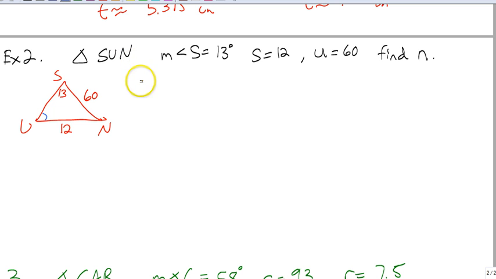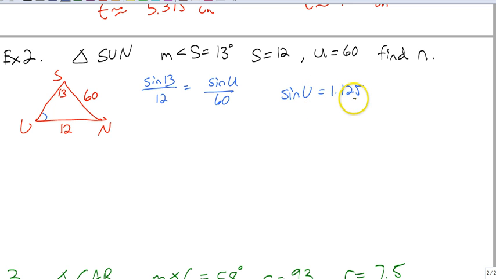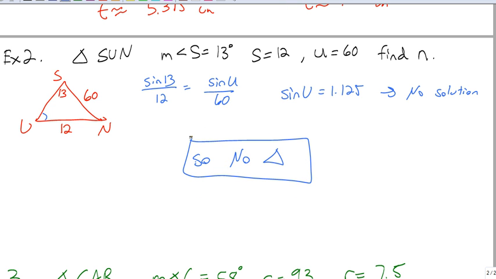So the first thing I'm going to do is go sine of 13 over 12 is equal to the sine of U all over 60. When you cross multiply and solve this, you get that the sine of U is equal to 1.125. When you inverse sine this, you don't get a solution. You get an error. So there's no way there's an angle there that fits. So that means that there's no triangle to even do the problem with. And again, you just have to start solving it, and if it didn't work out, it didn't work out.